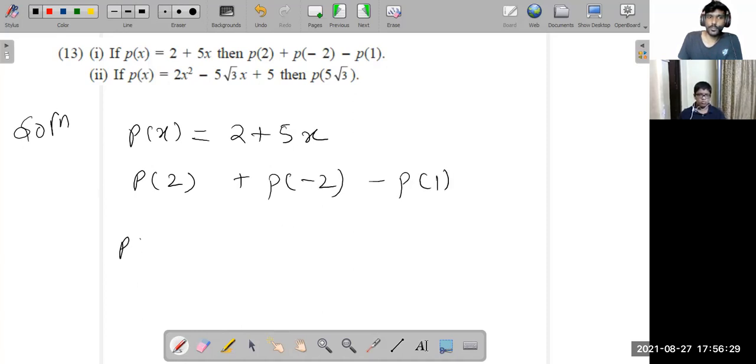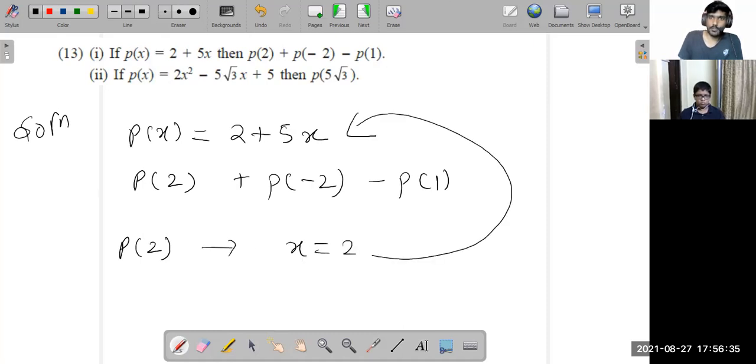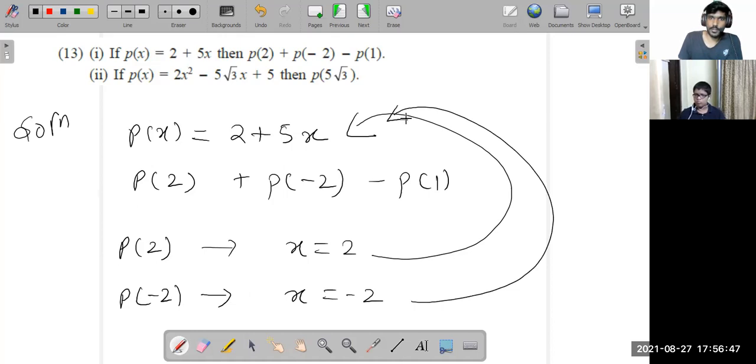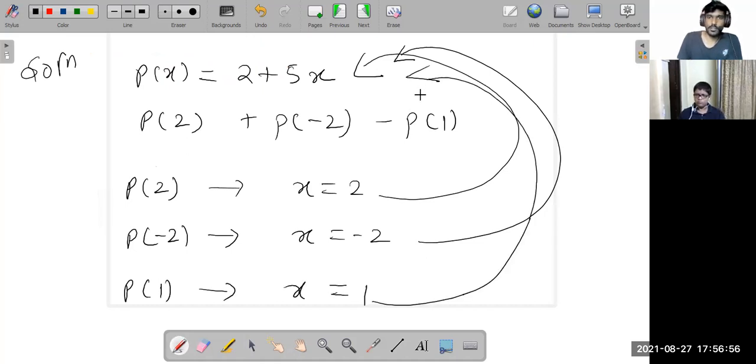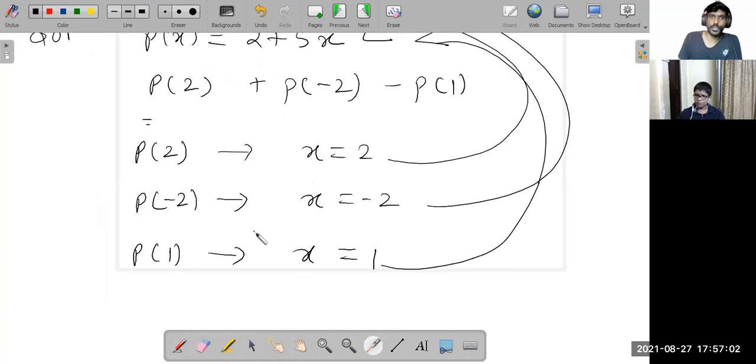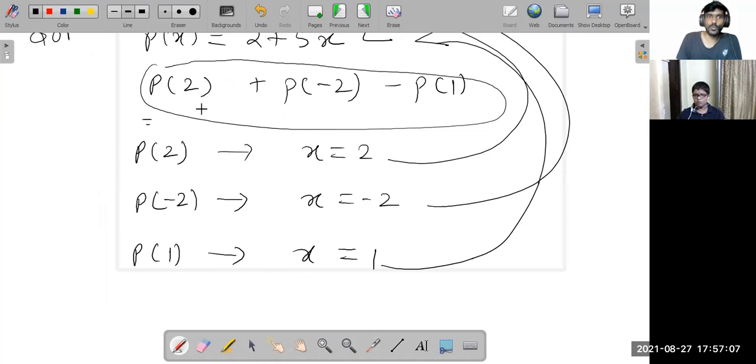First, to find out p(2), you substitute x as 2 in this polynomial. Correct? Then to find out p(-2), you substitute x as minus 2 in this polynomial. And lastly, to find out p(1), you substitute x equal to 1 in this polynomial and see what answer you get. Whatever answer you get, substitute it here to get the final answer. That means whatever you get, p(2) plus p(-2) minus p(1).